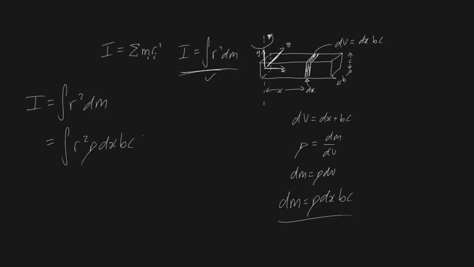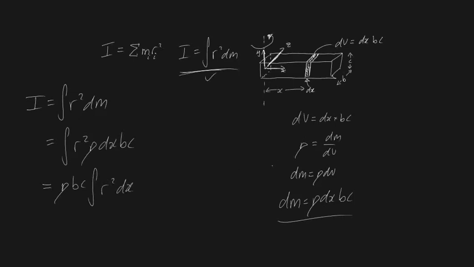And if we assume that this bar is made of the same material everywhere, like it's all steel or it's all wood or something like that, that means rho is constant, the density is constant. So we can take that outside of the integral sign. So we can write that as rho bc times the integral of r squared times dx.